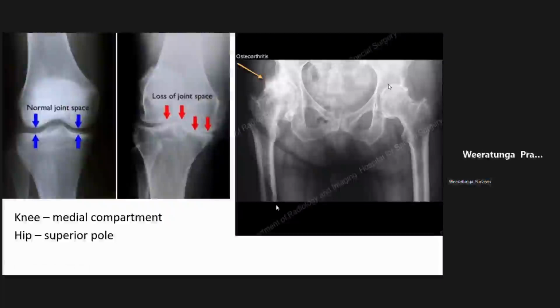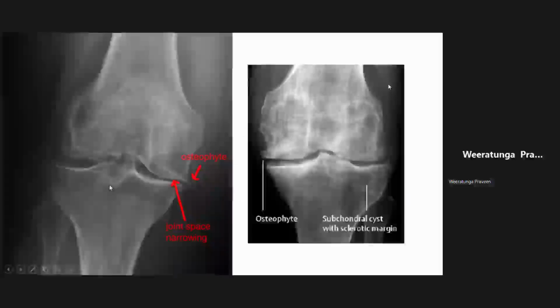When somebody presents with joint pain and you're thinking of osteoarthritis, we often use plain X-rays to confirm the diagnosis. And what are the changes that occur on the X-ray? Number one, narrowing of joint space. That is one of the first things that you see, and this is because of the breakdown of the cartilage in the joint.